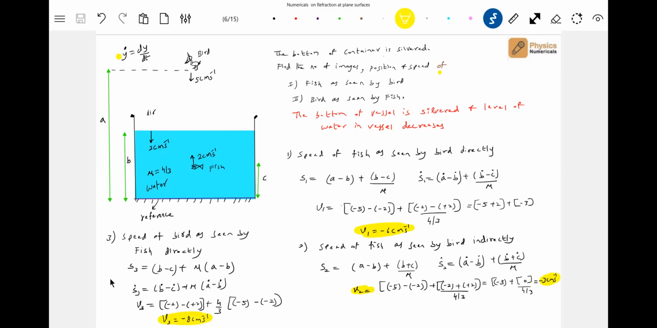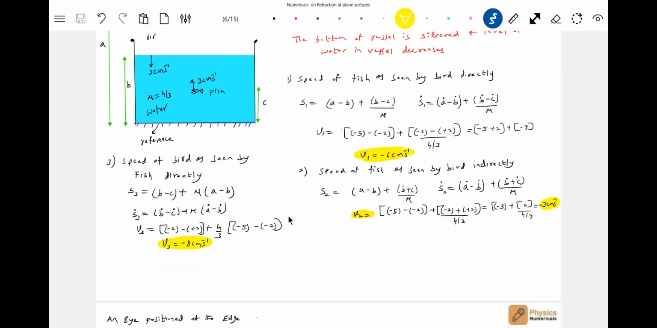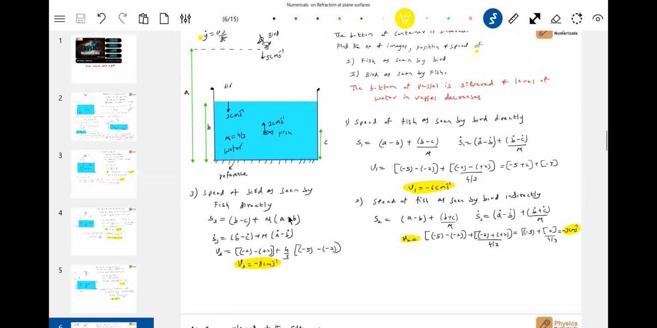Okay, speed of bird as seen by fish indirectly. It will see through the mirror. Speed of bird as seen by fish indirectly. S4 is equal to. First, at what distance is the fish from the boundary? B minus C.